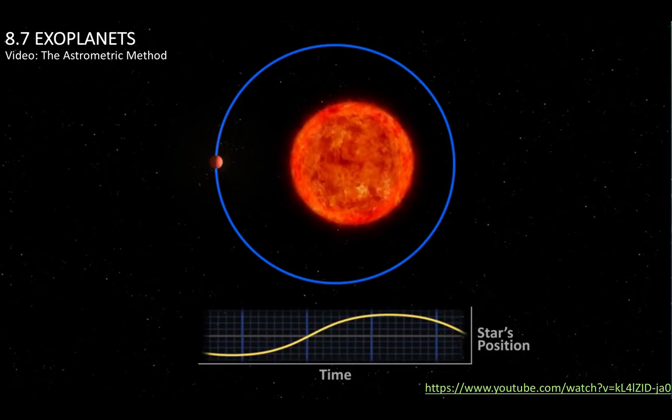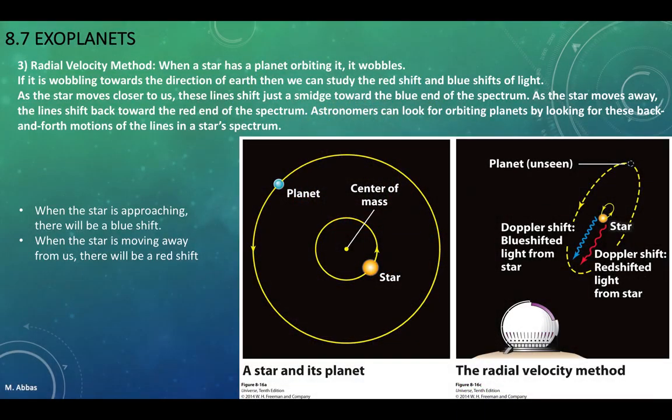It's a good method. The third method also depends on wobbling, but we don't look at the wobbling directly. What we look at is radial velocities, or to be more specific, we look for redshifts and blue shifts. As the planet, this is the same image, as the planet orbits around the star here, the star will wobble in a circle.